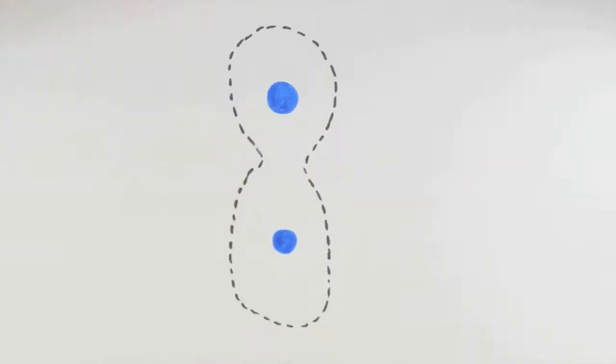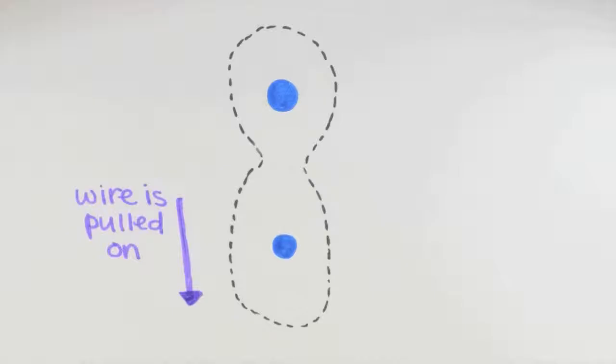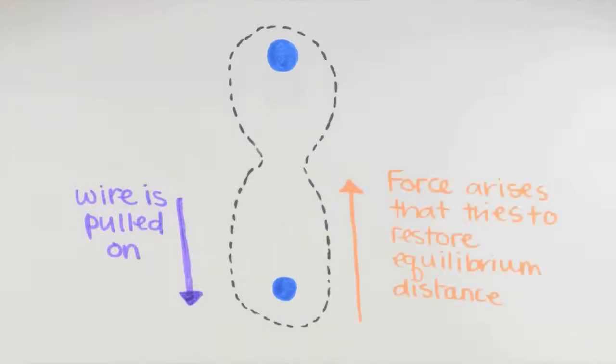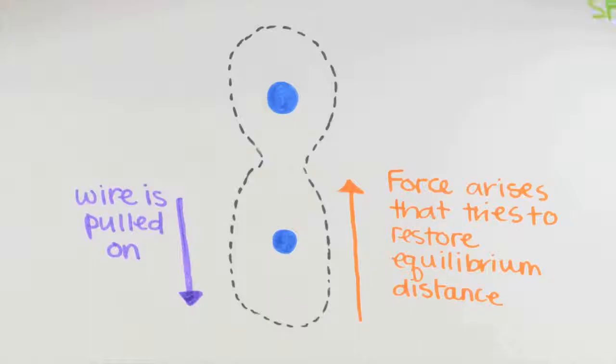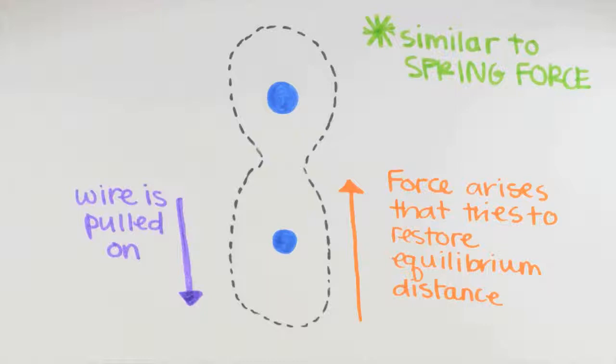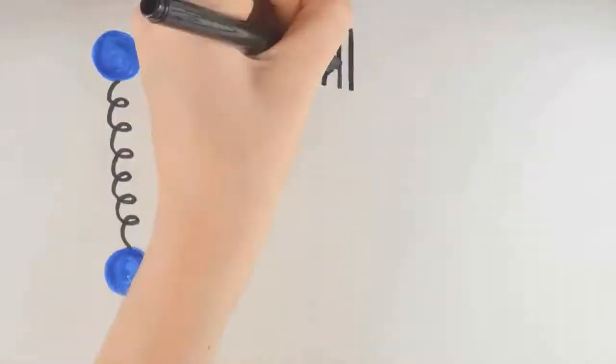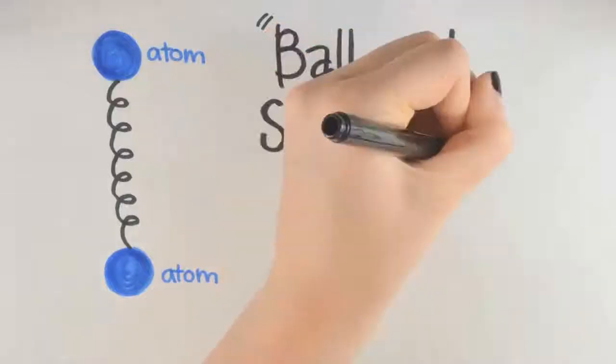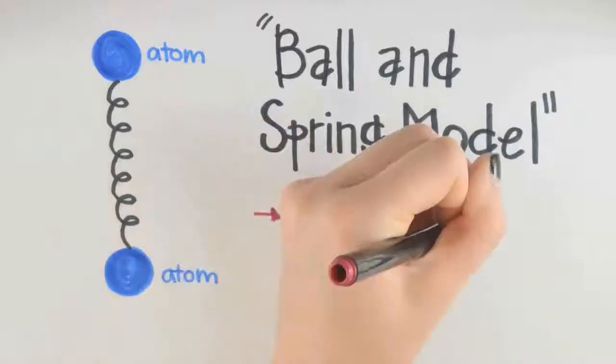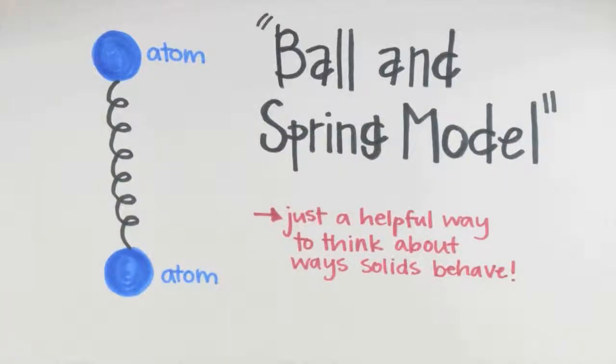Now, if the wire is pulled on, then as the atoms separate in the wire, there arise forces that try to restore the separation between the atoms back to the equilibrium distance. This is very much like the way the spring force we discussed earlier works, always acting to restore the spring to its natural relaxed length. So picturing the chemical bond as a spring acting between two atoms in what's known as the ball and spring model, where the atoms are the balls, is a common way to think about solids at the atomic scale.